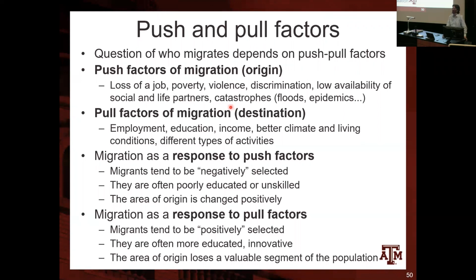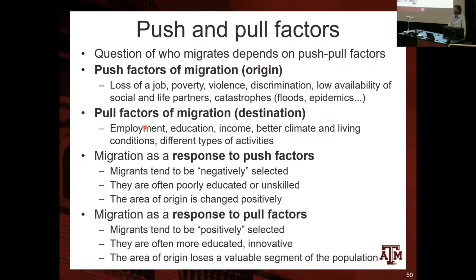And environmental disasters like climate change, like floods, and then also epidemics or earthquakes, hurricanes, all these different factors that might happen in a specific area of origin might make people get out of those areas and look for a life somewhere else.